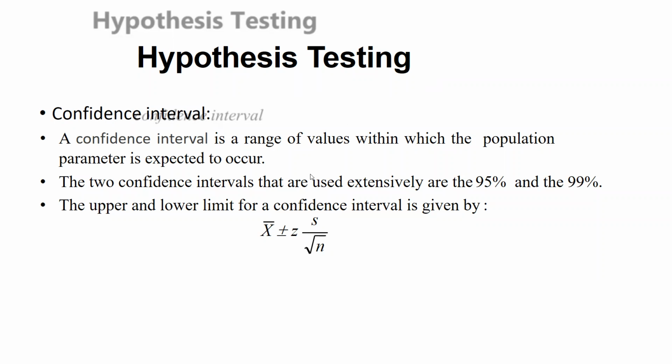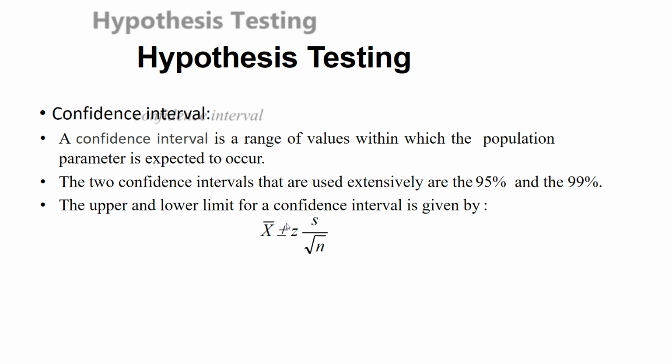First of all, let me discuss with you one of the important formulas. The two confidence intervals that are used extensively are 95% and 99%. The upper and lower limit for a confidence interval is given by this formula. This is the x bar. X bar here is the mean value, plus minus.